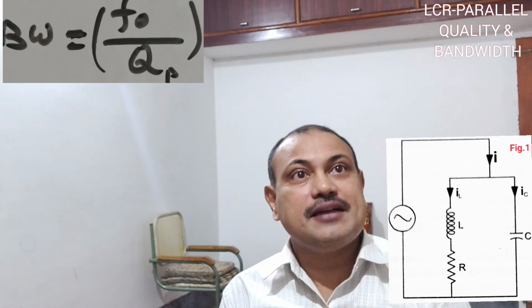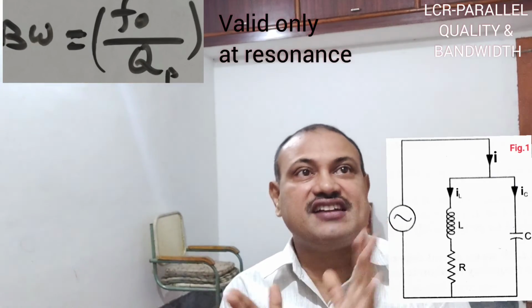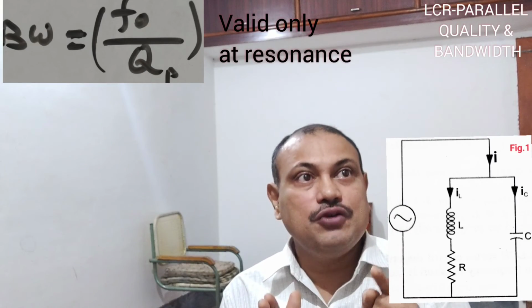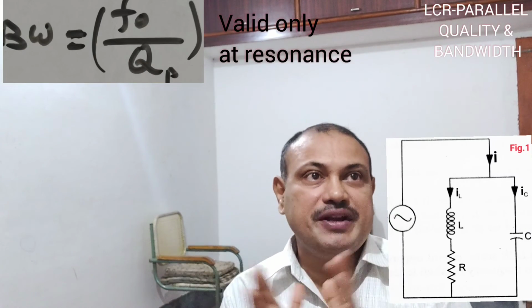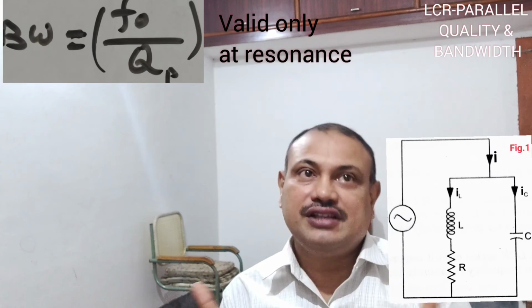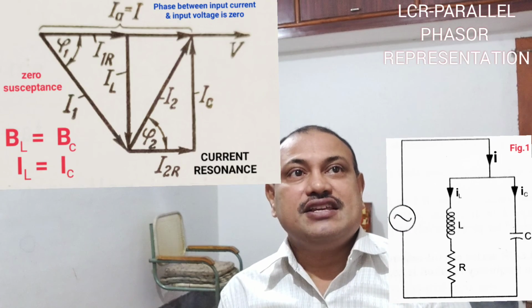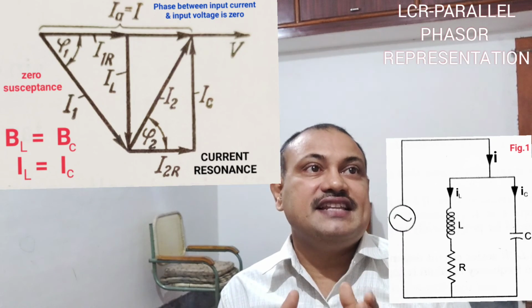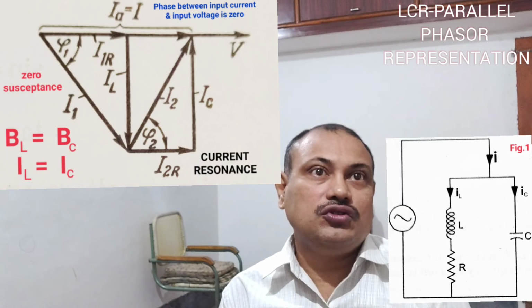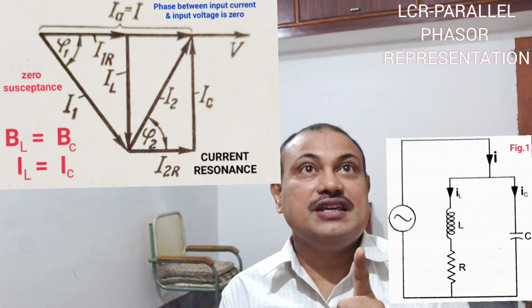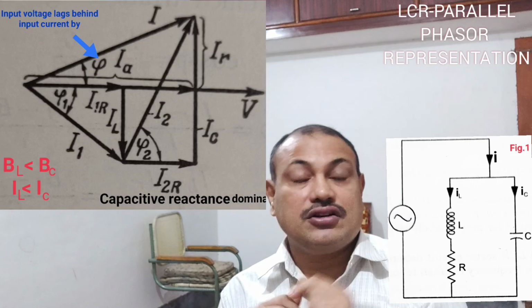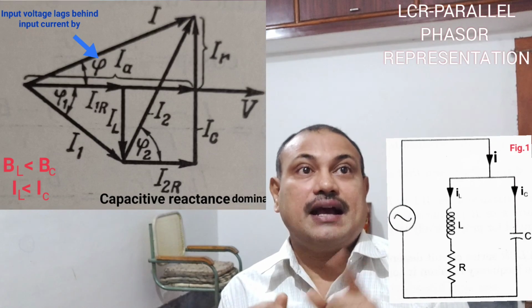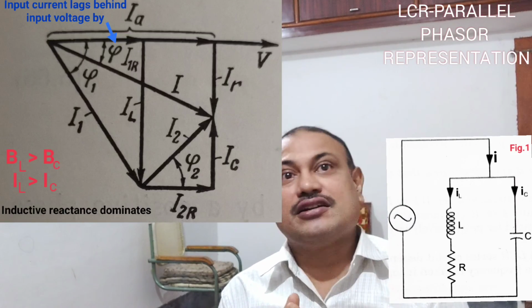The bandwidth for an LCR parallel circuit is well defined only at the resonant frequency, equal to F0 by QP, and beyond this resonant frequency the response curve is unsymmetrical, and hence the concept of bandwidth ceases. The resulting current triangles using phasors for the equivalent LCR parallel circuit are shown for the three cases: when the capacitive susceptance is equal to the inductive susceptance, when the capacitive susceptance is greater than the inductive susceptance, and when the capacitive susceptance is less than the inductive susceptance.